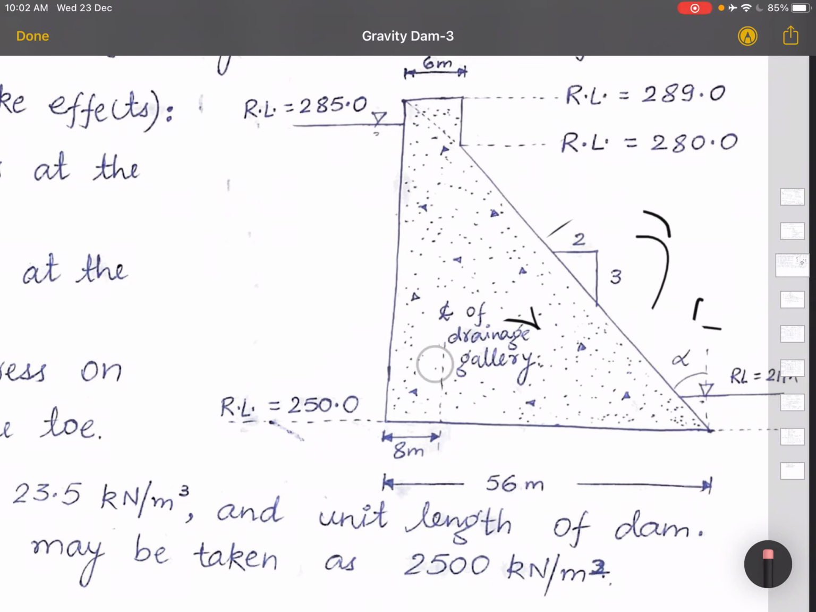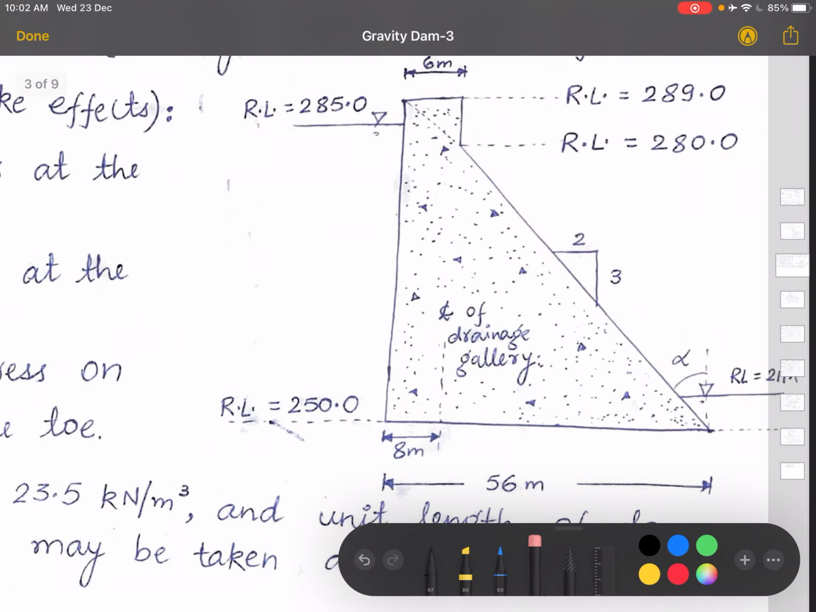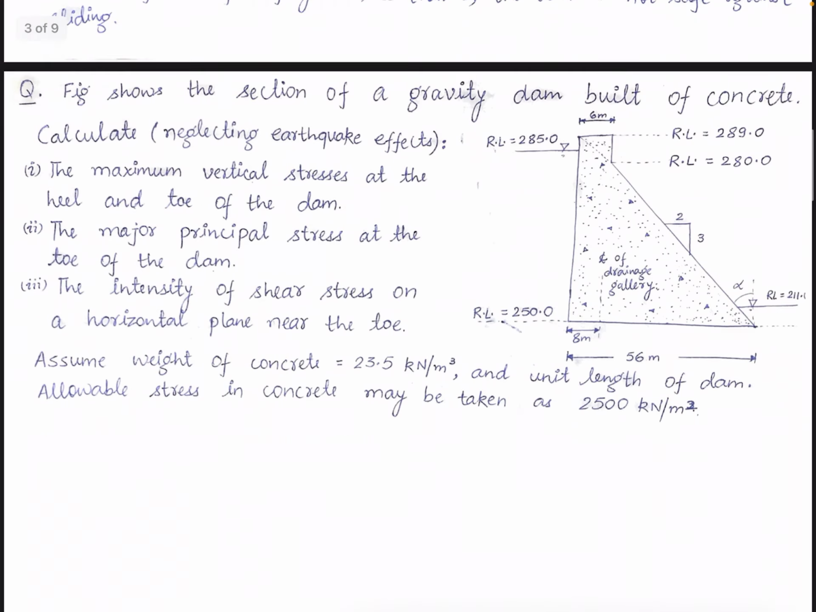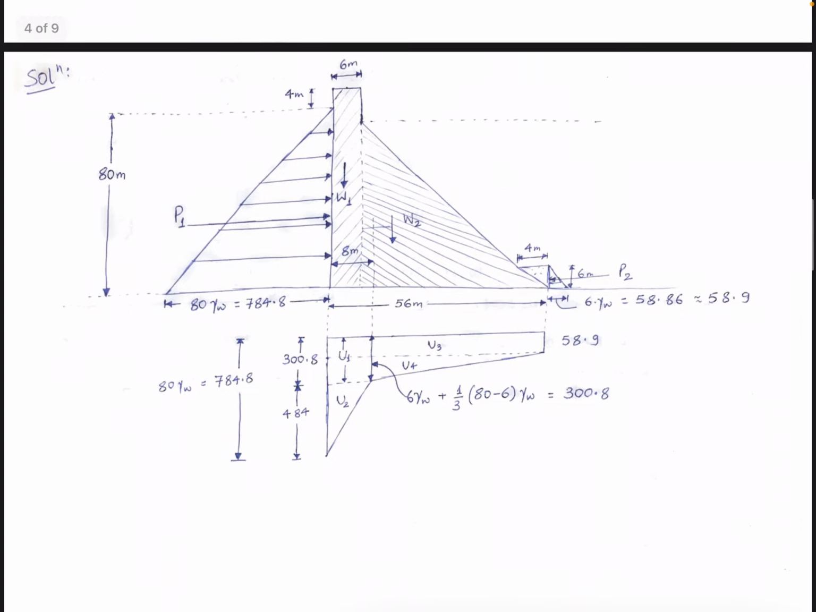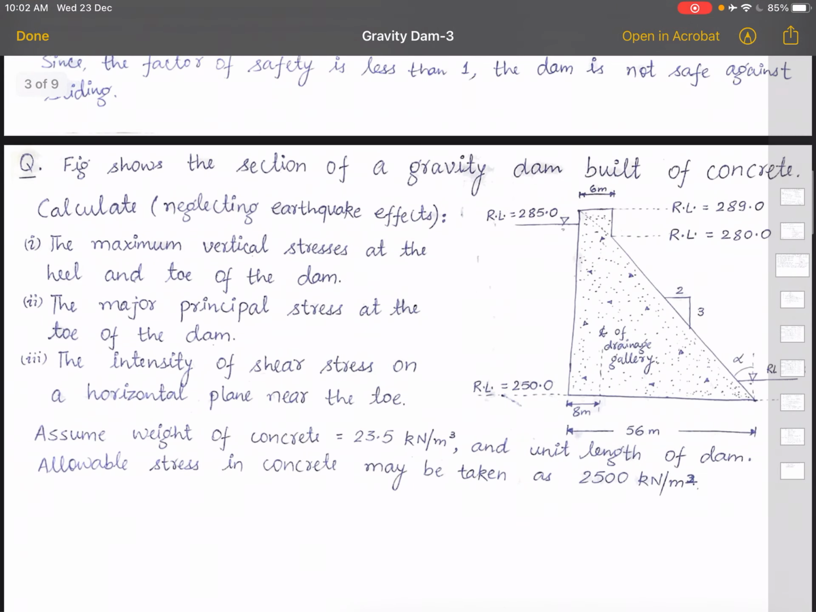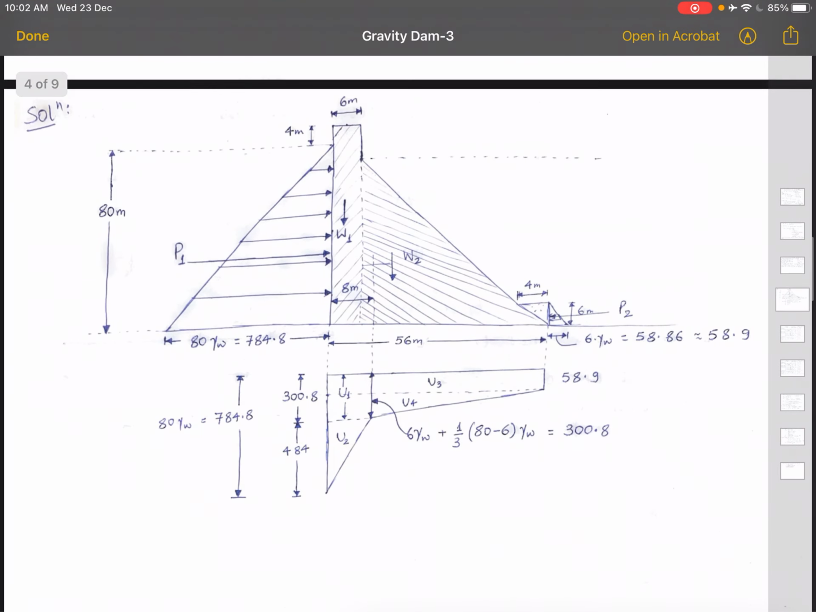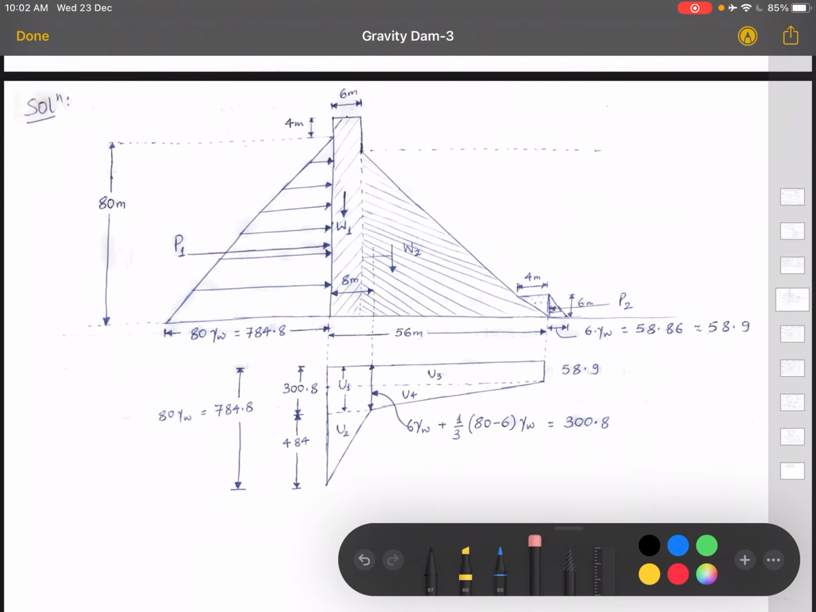So solve this example very carefully. There are high chances that this type of problem will come into your exams. Okay. So what we have to do first, we have to see what are the forces which are coming here. So as you can see, tailwater is also here. So this is the force diagram.